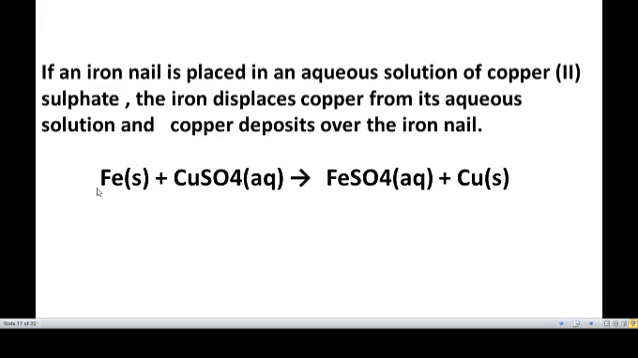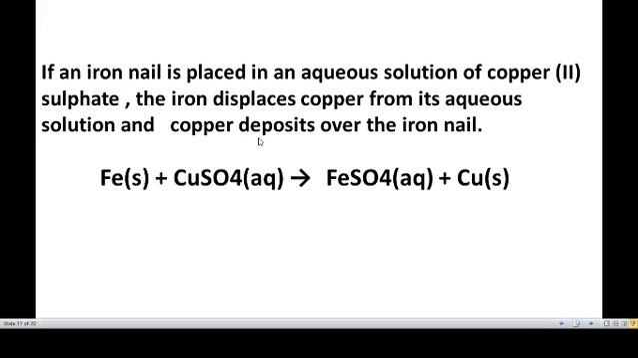The reaction: Fe plus CuSO4. Copper sulfate is a solid salt dissolved in water, that is an aqueous solution, to form iron sulfate. The iron combines with the SO4 to form iron sulfate, and the copper is displaced.